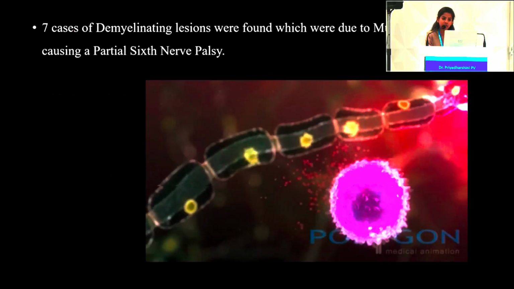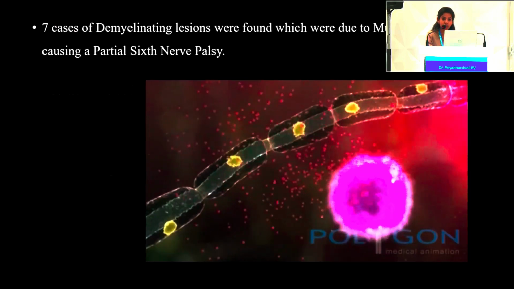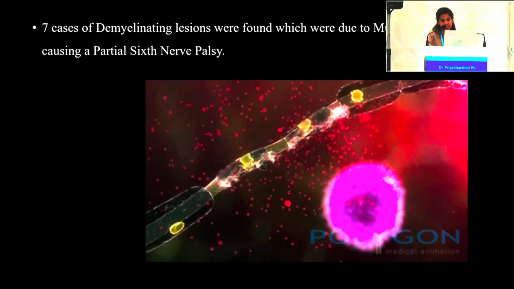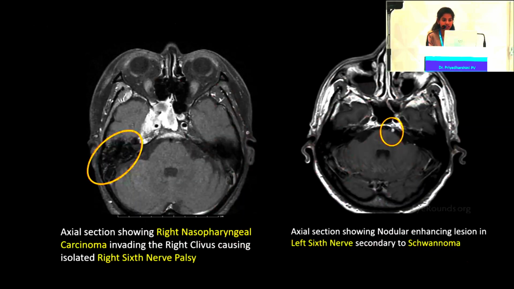7 cases of demyelinating lesions were found, which were due to multiple sclerosis causing a partial sixth nerve palsy. The first picture shows a right nasopharyngeal carcinoma invading the right clivus, causing isolated sixth nerve palsy. The second picture shows a nodular enhancing lesion in the left sixth nerve secondary to schwannoma.